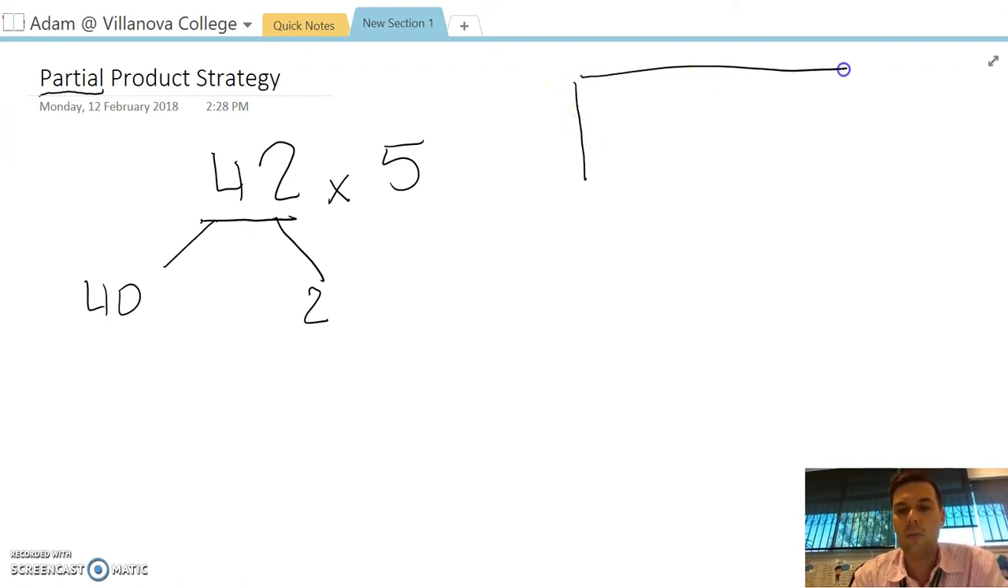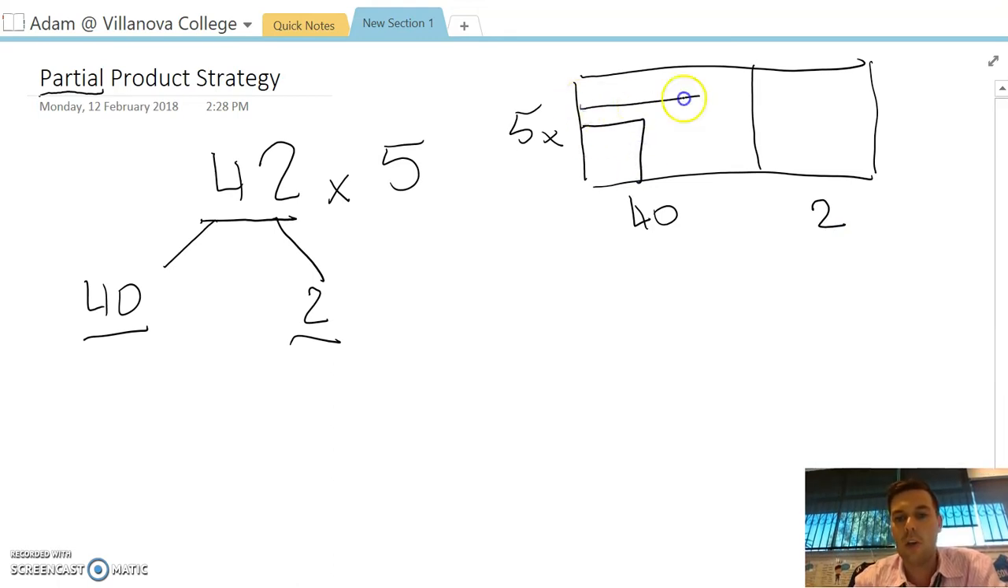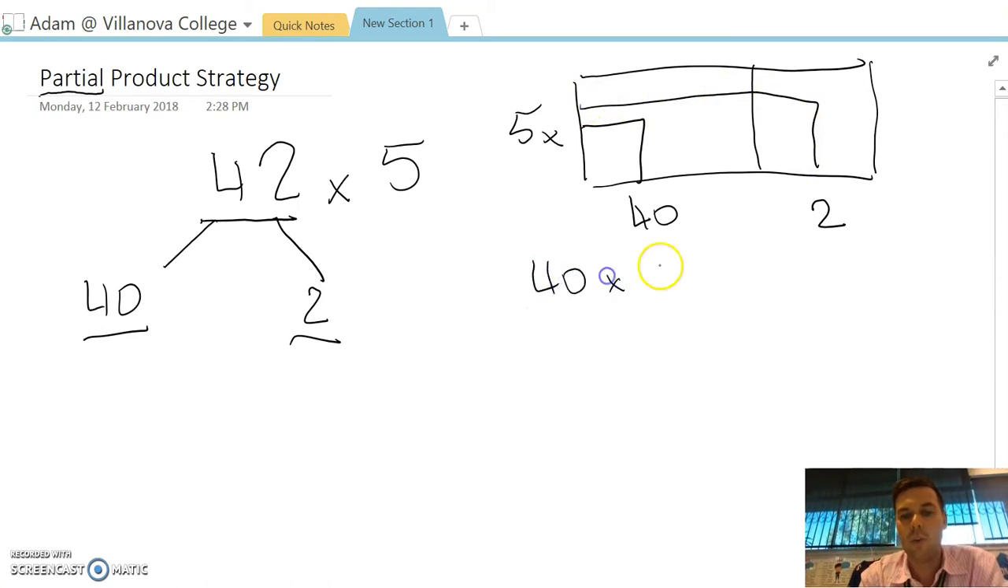We draw our rectangle, as we did in class today, and you split your box into 2 because we've got two numbers here, 40 and 2. Now we're multiplying by 5, so our 5 goes there, our 40 goes down here, and our 2 goes here. Now it's a simple cross multiplication, 5 times 40 and 5 times 2. So we write down our number sentence, 40 times 5 and 2 times 5.